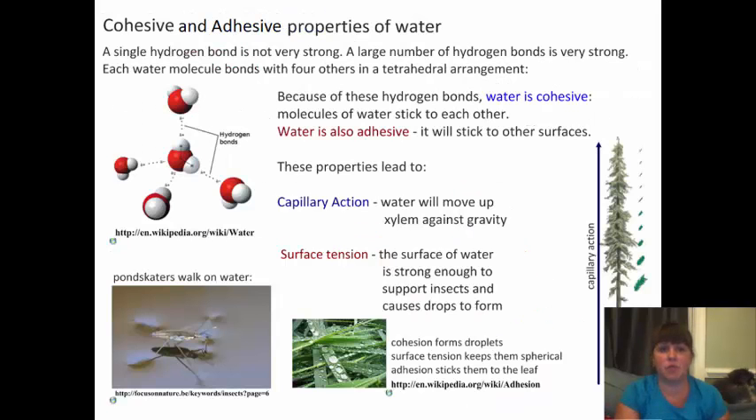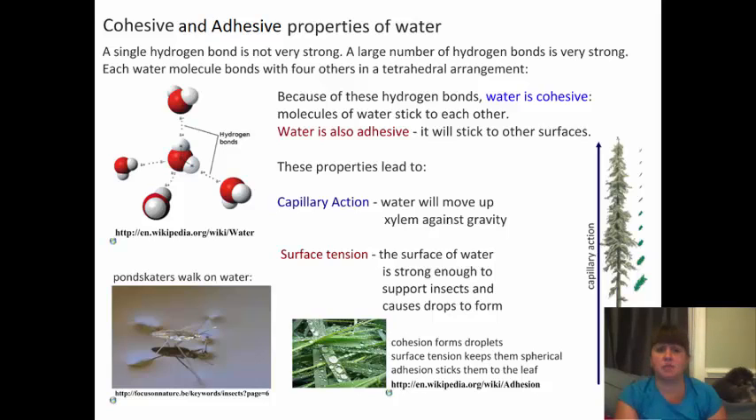So going into the properties of water, first looking at the cohesive and adhesive properties of water. So a single hydrogen bond between two water molecules is not very strong. You need a large number of hydrogen bonds, and then the water molecules themselves become much stronger. Each water molecule can bond with up to 4 others in a tetrahedral arrangement. You can kind of think of it as the carbon element being bonded to 4 different things. So we're looking again at a tetrahedral arrangement.